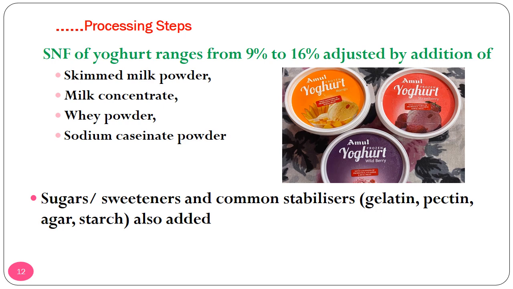So here are some more aspects about the components in yogurt. So generally several things are added and the total solids are increased in case of yogurt. So SNF of yogurt ranges from 9 to 16% by adding skim milk powder or milk concentrate or whole milk powder, sometimes whey powder or sodium caseinate powder. In addition, we also add sugar or sweeteners and common stabilizers like gelatin, pectin, agar or starch. So all this thing also contributes to more thickness to yogurt.